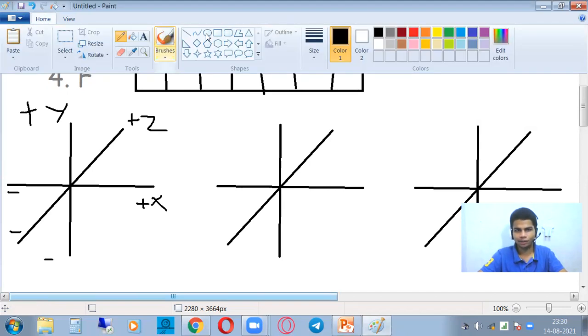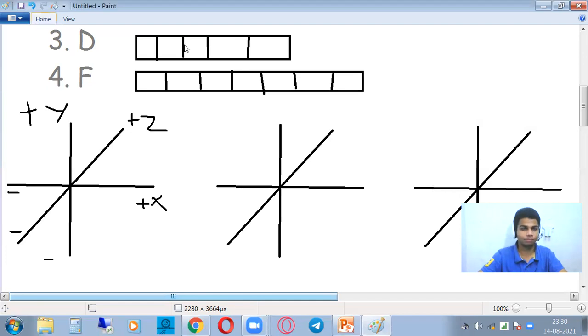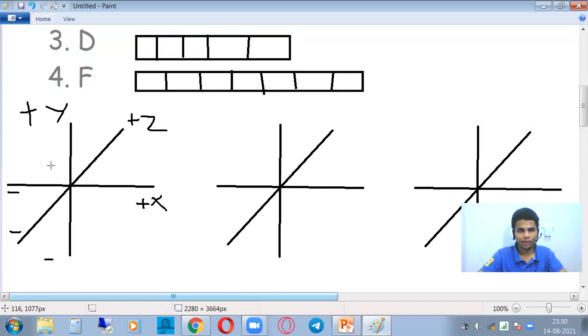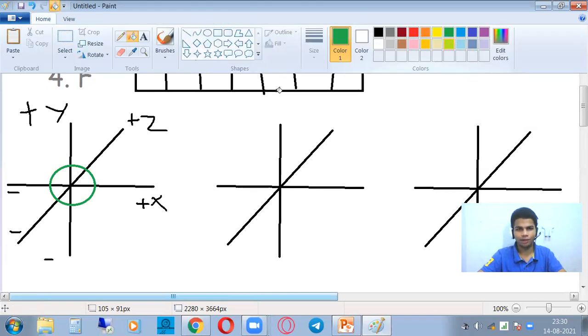So I am trying to say that the shape of the s orbital is spherical, and in this portion of that sphere, the electron will lie. I will also highlight this portion with another color, so you will get a better understanding.